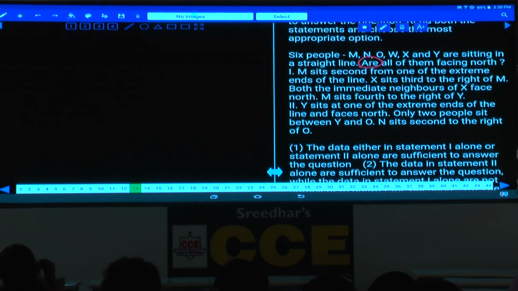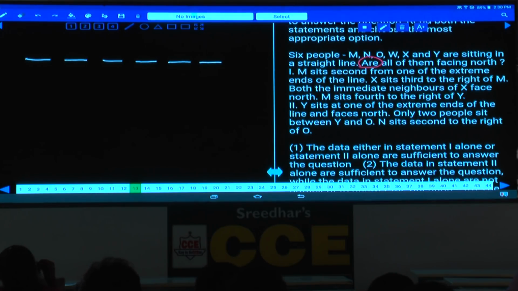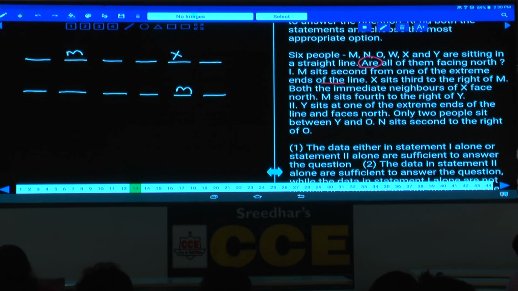Then in this one, M sits and all the persons are facing towards north, 1, 2, 3, 4, 5, 6. And M sits second from one of the extreme ends of the line. Either M can be second from the left end or M can be second from the right end, isn't it? And X sits third to the right of M. Here in this case, X is seated third to the right of M. 1, 2, 3, X can be here, isn't it?